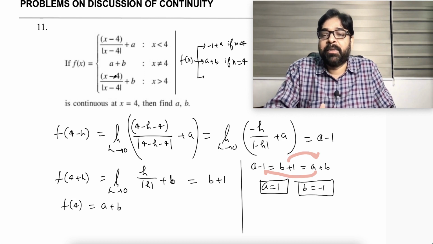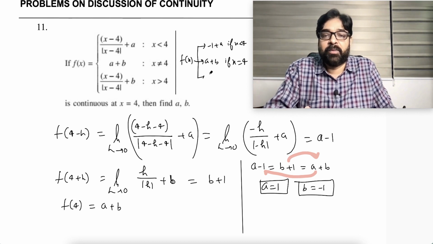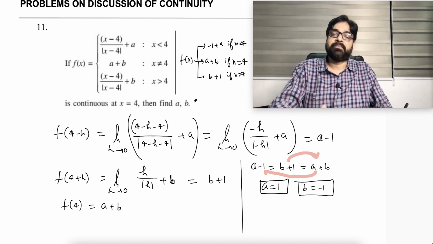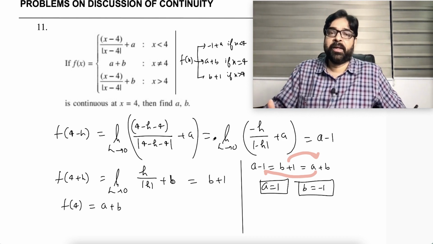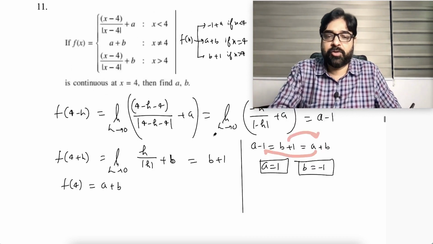And then x greater than 4. So mod of x minus 4 will become x minus 4, which will get cancelled. So we will get b plus 1. All three must be equal. From here itself you can say, because this is independent of x, all three must be equal. Directly you can say also. Am I right? Next question.